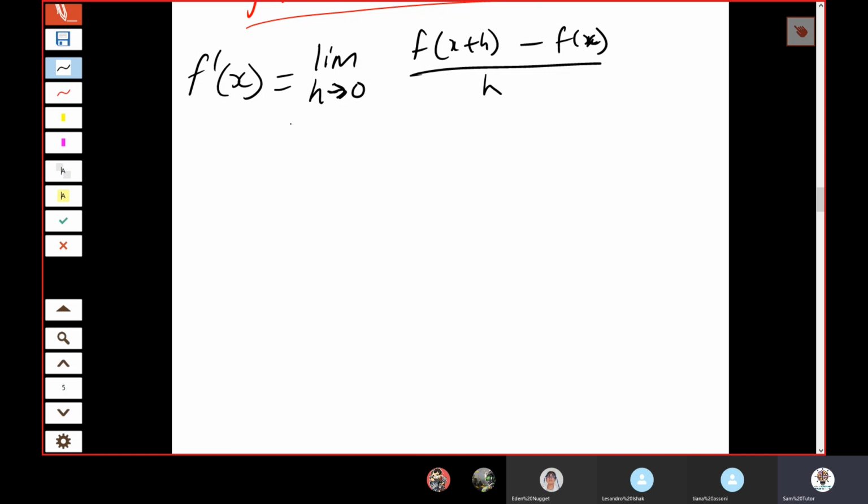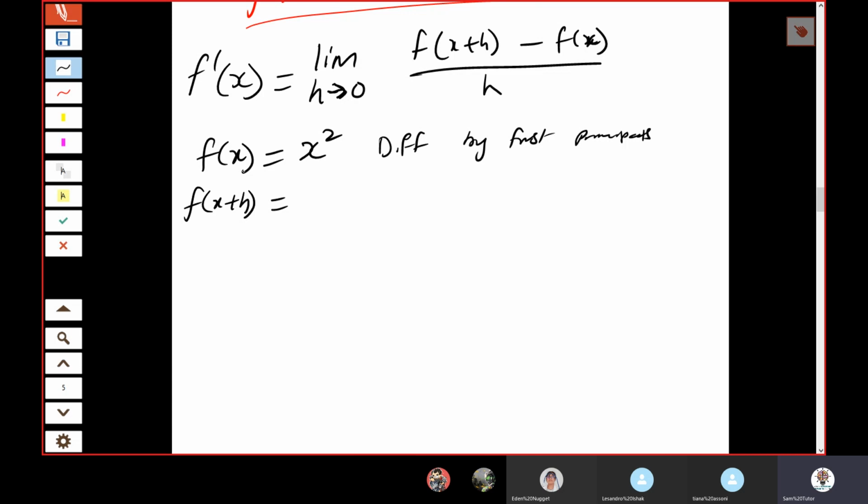Let's do it. So f of x equals, let's do a basic one, x squared. We want to differentiate by first principles. To differentiate by first principles, it's literally this formula. F of x is already going to be given. H is going to be standard, you leave it as h. The only thing you don't have is f of x plus h, so you replace your x for x plus h.